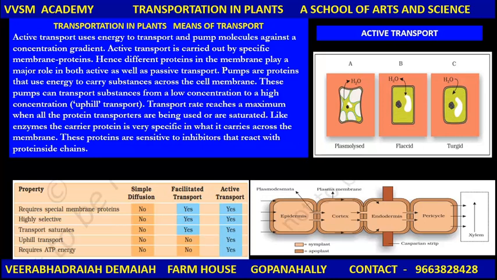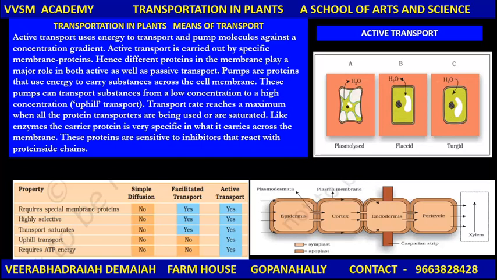Pumps are proteins that use energy to carry some substances across the cell membrane. These pumps can transport substances from a low concentration to a high concentration. So, here is important uphill transport. Transport rate reaches a maximum when all the protein transporters are being used or saturated.